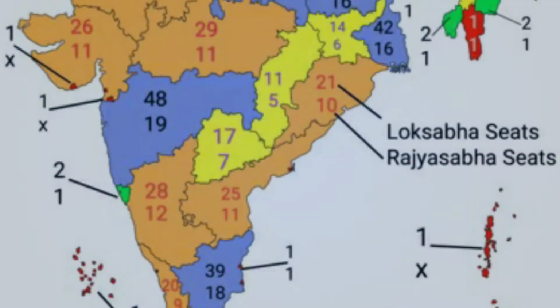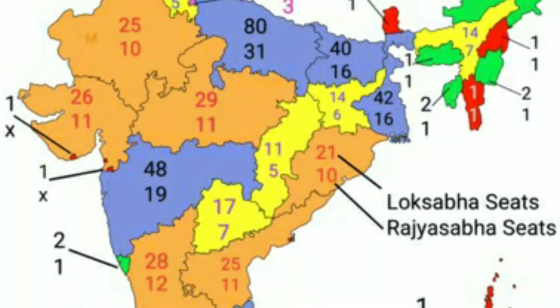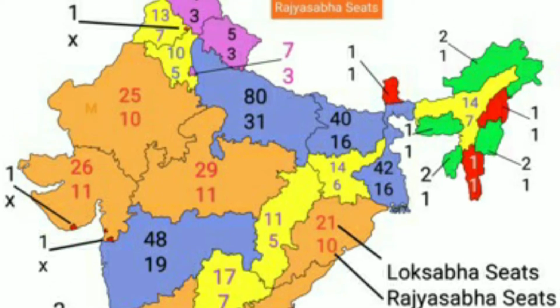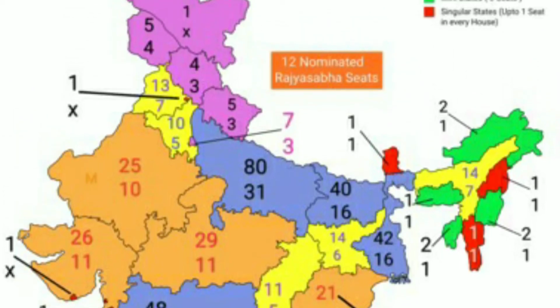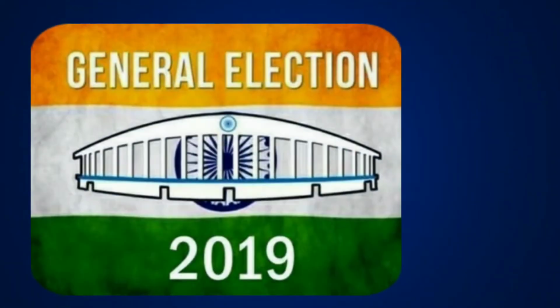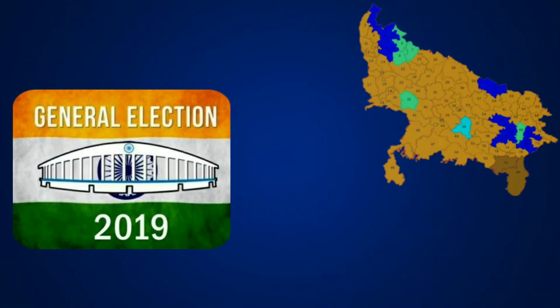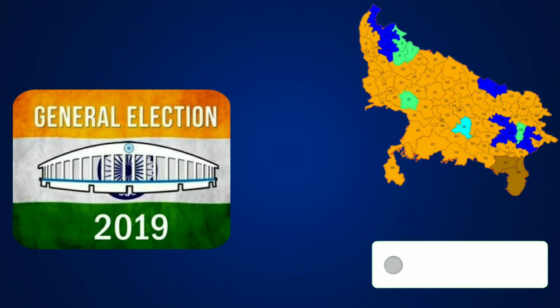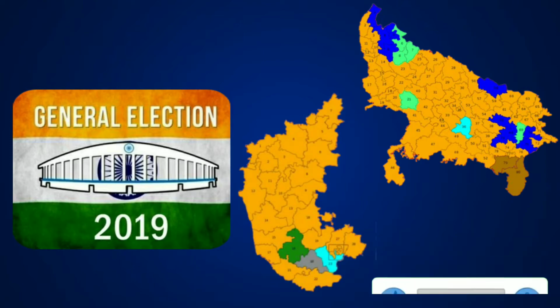Guys, each state is given a specific number of seats according to its population. The state with more population is allocated more seats, and the state with less population is allocated fewer seats. For example, in the 2019 general elections, Uttar Pradesh had the highest population in India, due to which it had 80 constituencies, which is the highest in India. Whereas Karnataka has a lesser population and has 28 constituencies.